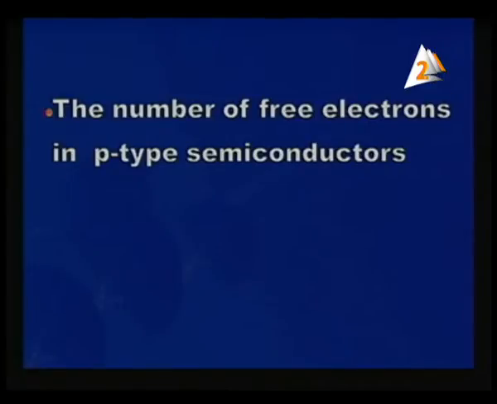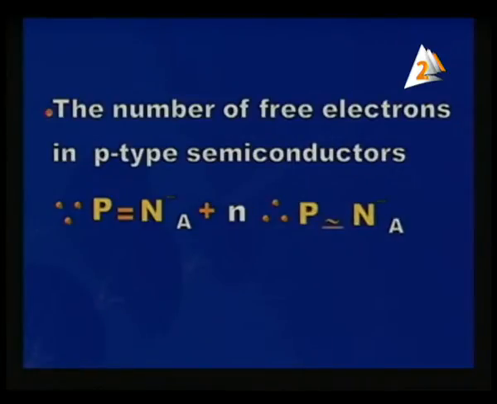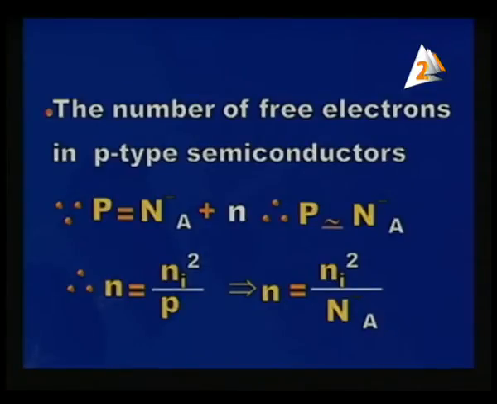And what about the expression that gives the number of free electrons in the p-type semiconductor? Once again, positive holes p equals number of negative acceptors plus free electrons. So number of positive holes is roughly equal to the number of negative acceptors. So we can say the number of free electrons is equal to ni squared over p, and so ni squared over the number of negative acceptors.